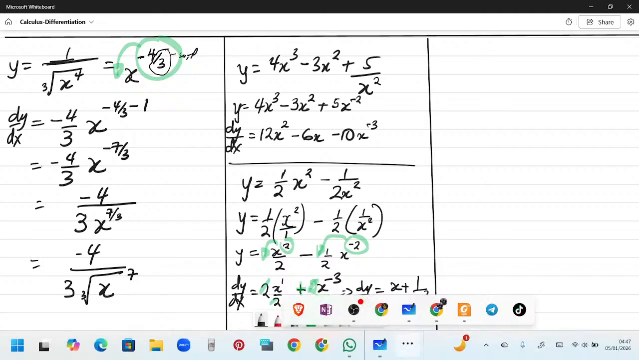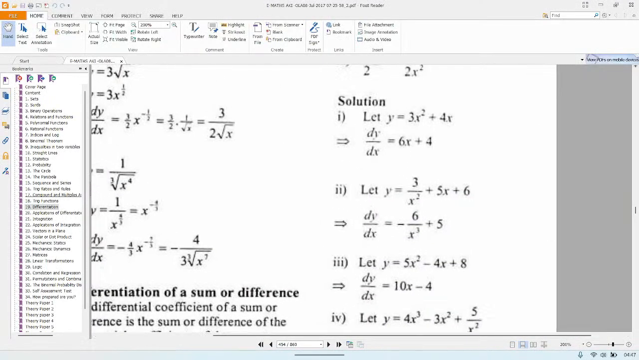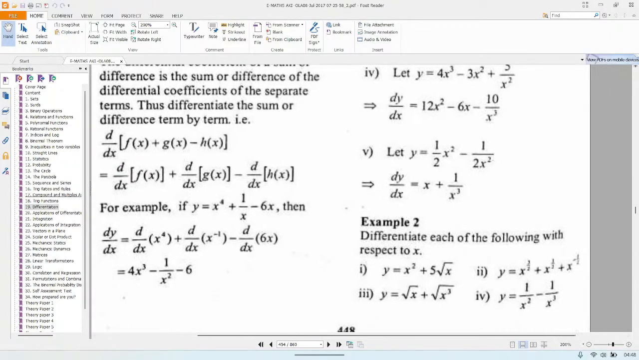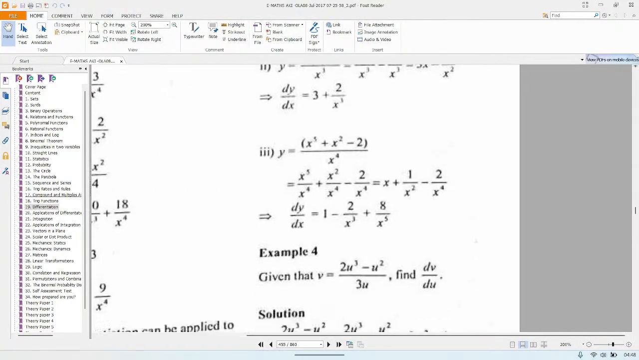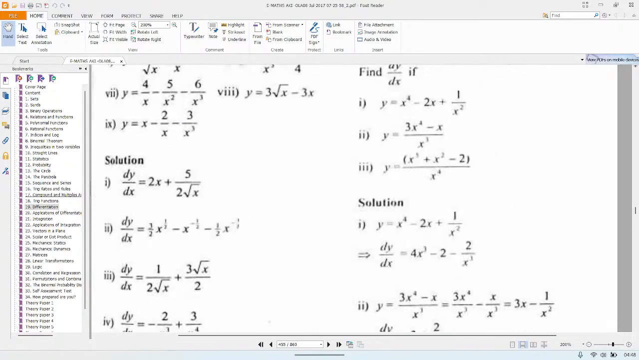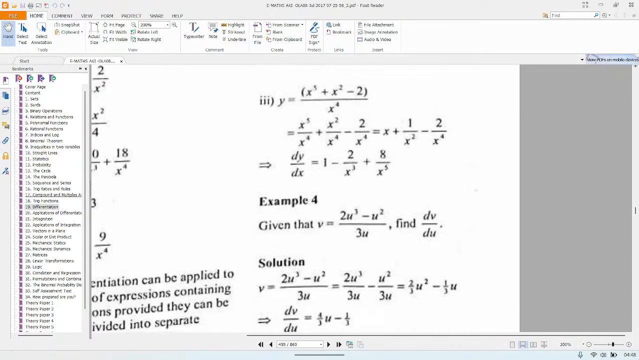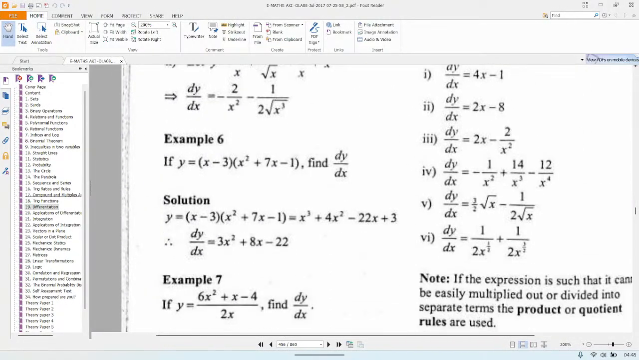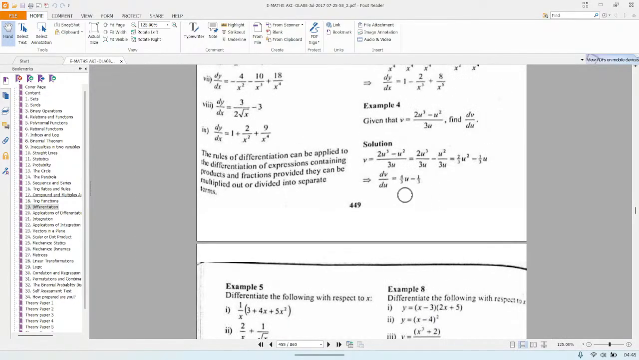Okay, let's see. That's solution number 5. Yes, and that's what we had over here. So kudos to you. If you can do another rule. Okay, the product rule. You are doing a product rule here. I think to write the next time.